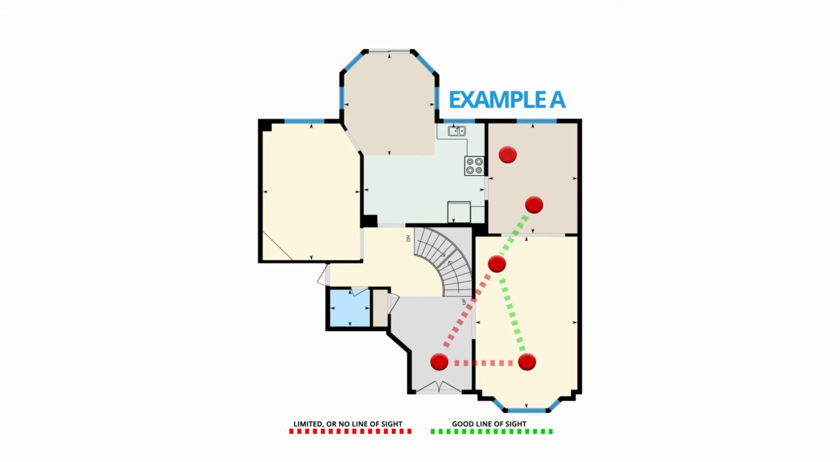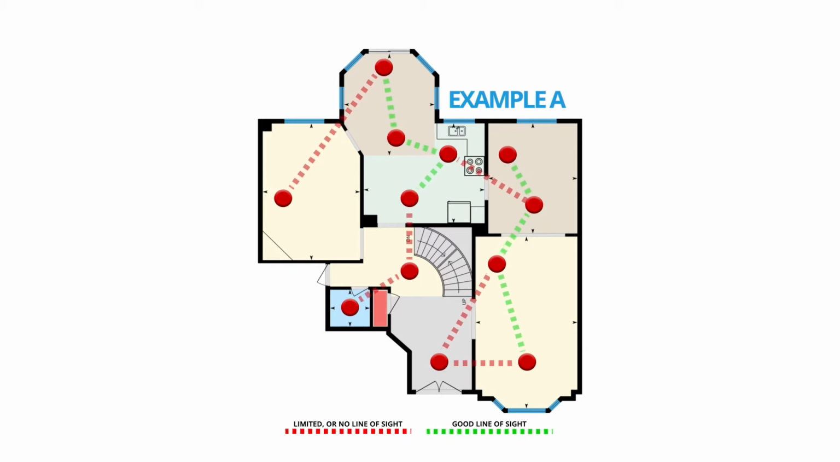When scanning an entire property, for example A on screen shows enough scan coverage, but not enough line of sight for reliable overlapping data. Nor will this allow the end viewer to experience the iGUIDE to its full potential.